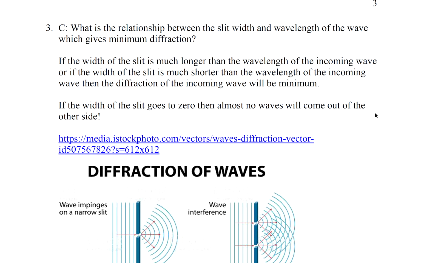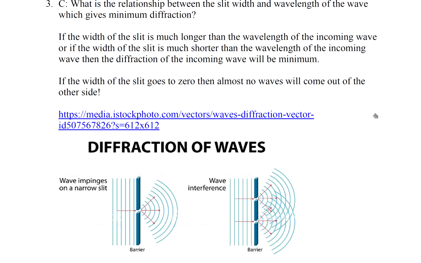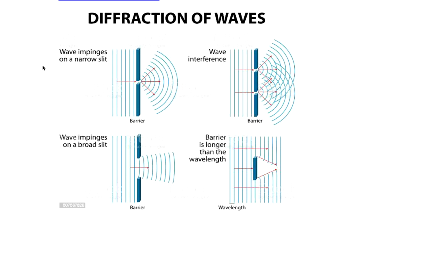Question 3. What is the relationship between the slit width and wavelength of the wave which gives minimum diffraction? If the width of the slit is much longer than the wavelength of the incoming wave, or if the width of the slit is much shorter than the wavelength of the incoming wave, then the diffraction of the incoming wave will be minimum. And obviously, if the width of the slit goes to 0, then no waves will come out of the other side. So take a look at this bottom left image.